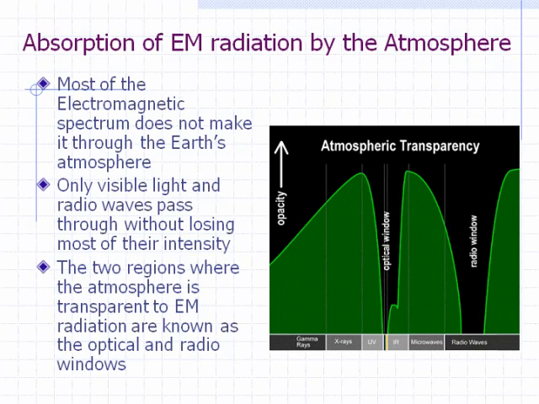Now, again, gamma rays, X-rays, ultraviolet light. All these three parts of the electromagnetic spectrum are pretty much blocked by the atmosphere. UV basically is blocked by the ozone layer. X-rays and gamma rays are blocked just by the general atmosphere itself.